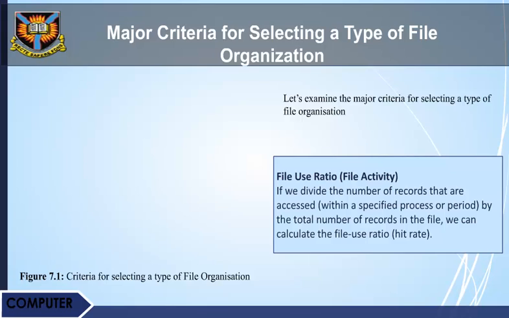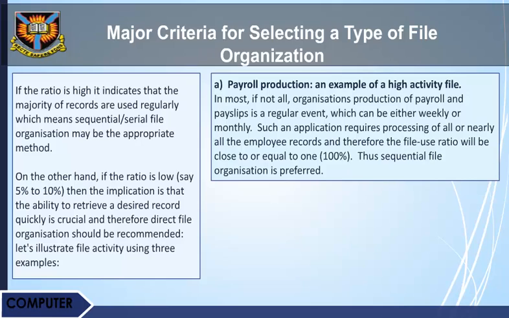File use ratio, file activity. If we divide the number of records that are accessed within a specified process or period by the total number of records in the file, we can calculate the file use ratio, or hit rate. If the ratio is high, it indicates that the majority of records are used regularly, which means sequential serial file organization may be the appropriate method. On the other hand, if the ratio is low, say 5% to 10%, then the implication is that the ability to retrieve a desired record quickly is crucial, and therefore direct file organization should be recommended.